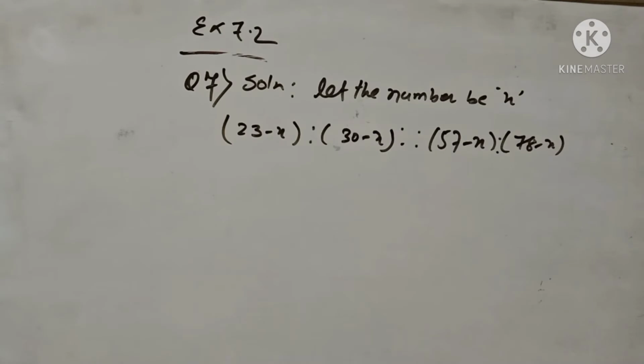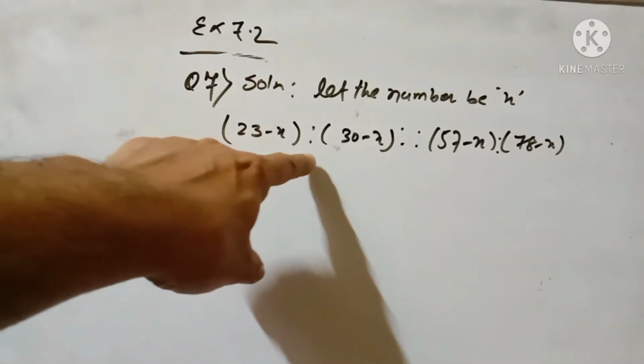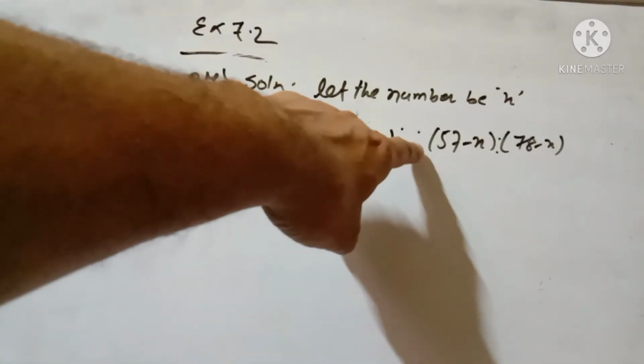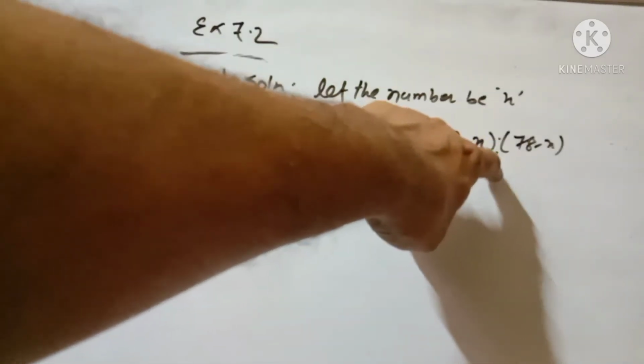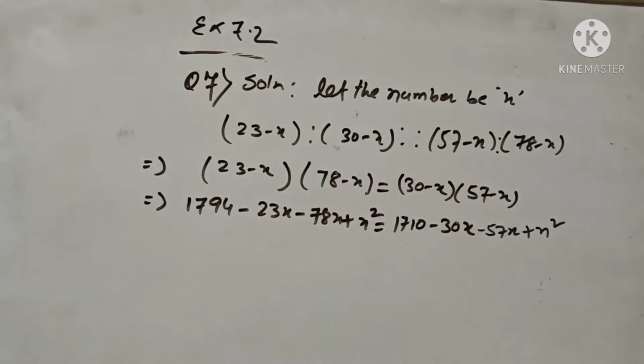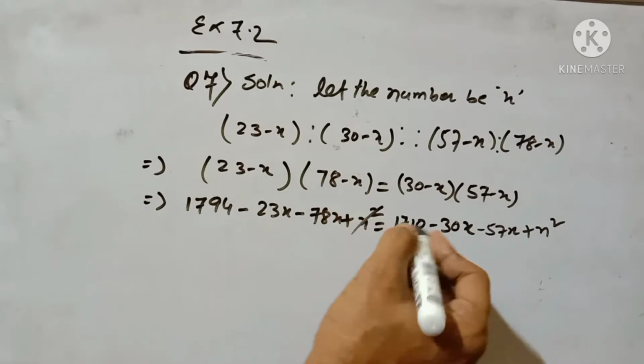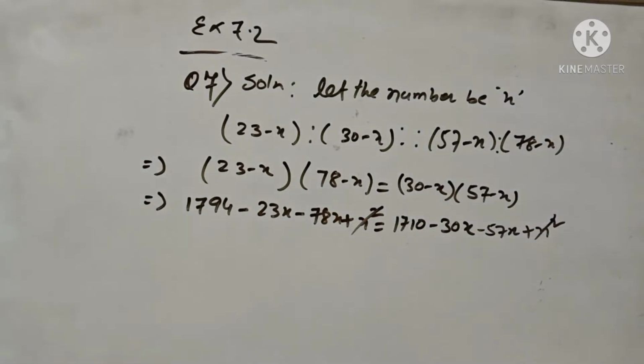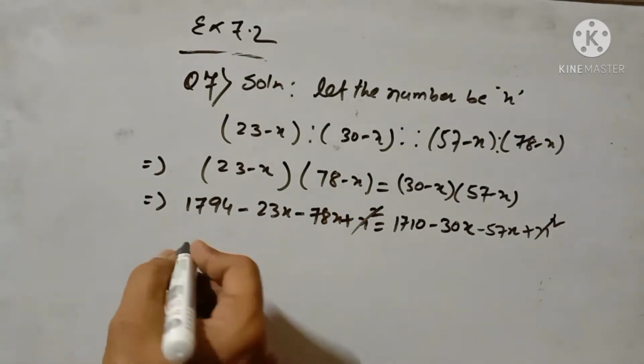So terms will be 23 minus x ratio 30 minus x proportion to 57 minus x ratio 78 minus x. Now product of means, product of extreme. So product of means, product of extreme, it will come what? Therefore x square remove. Now we can write what?